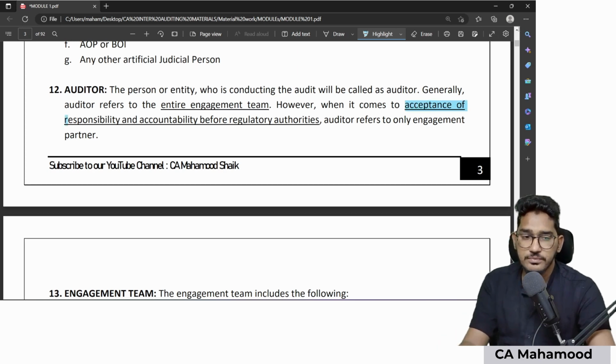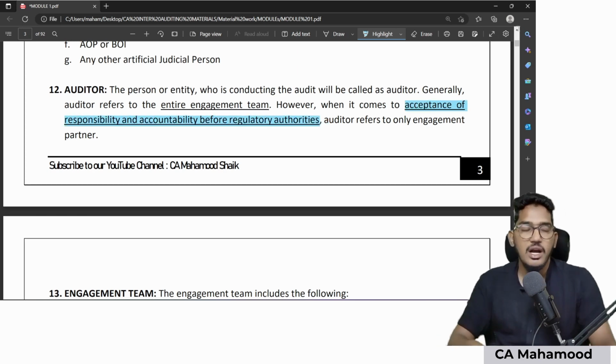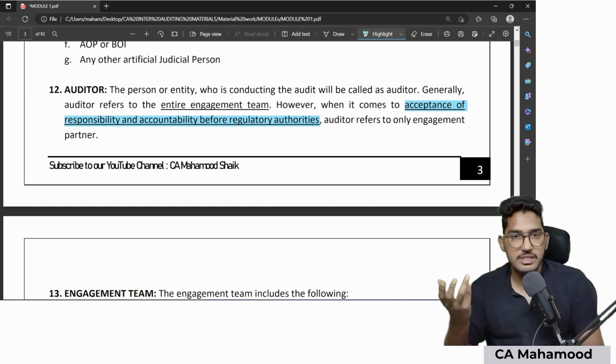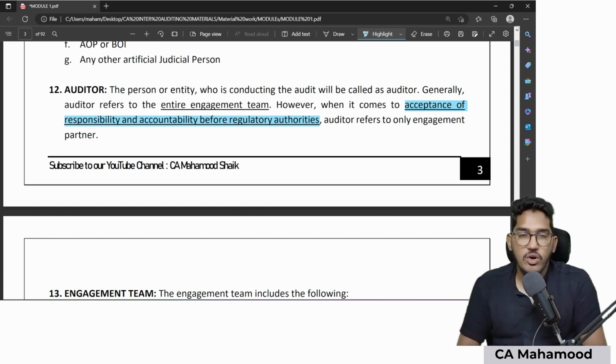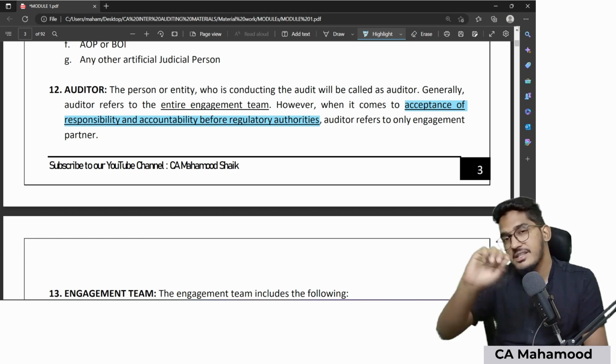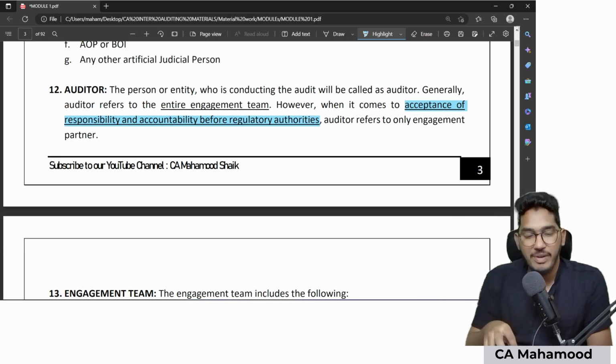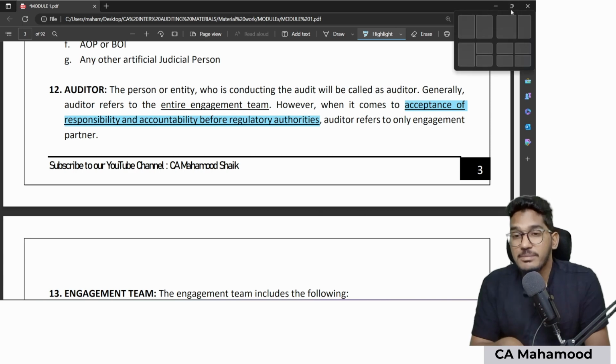As you could see, acceptance of responsibility and accountability before regulatory authorities. This simply means, if somewhere it was mentioned, auditor shall sign the audit report, that is a matter relating to responsibility. When I say auditor shall sign the audit report, can an article assistant sign the audit report? No. Why? Because this is a matter relating to acceptance of responsibility.